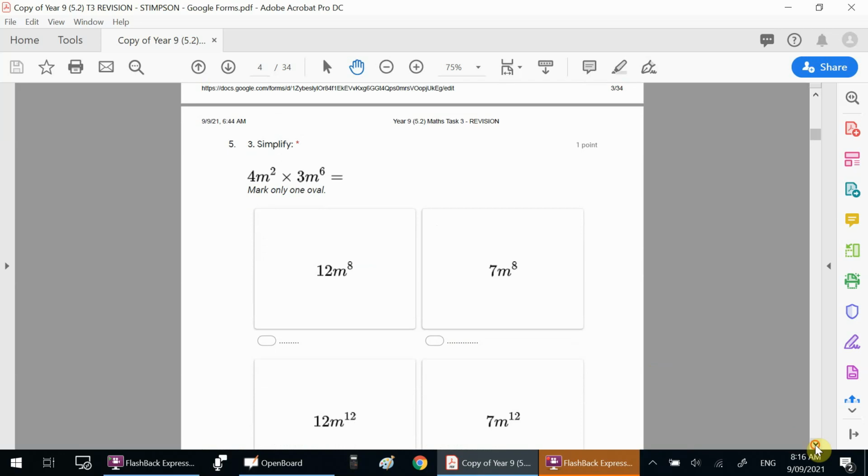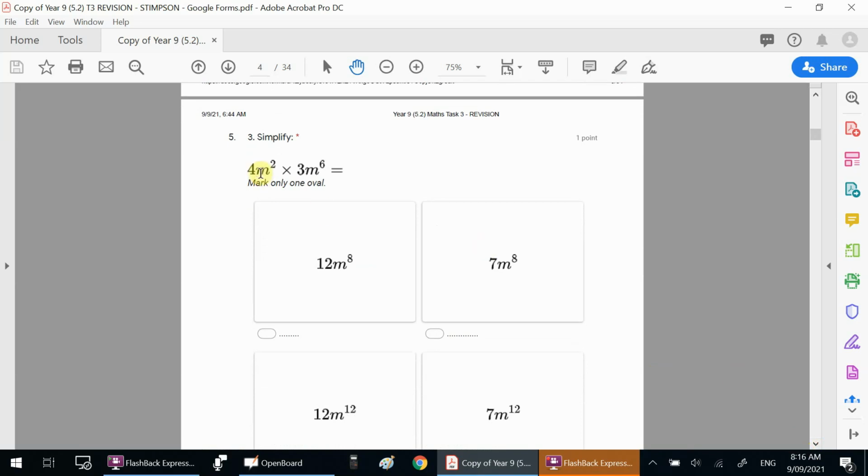This one here, if we deal with the base of m first, m to the power of 2 times m to the power of 6, you add the powers, so that's m to the power of 8. And when we factor in the numbers, 4 times 3 is 12. So 12 m to the 8, that's the answer for that one.